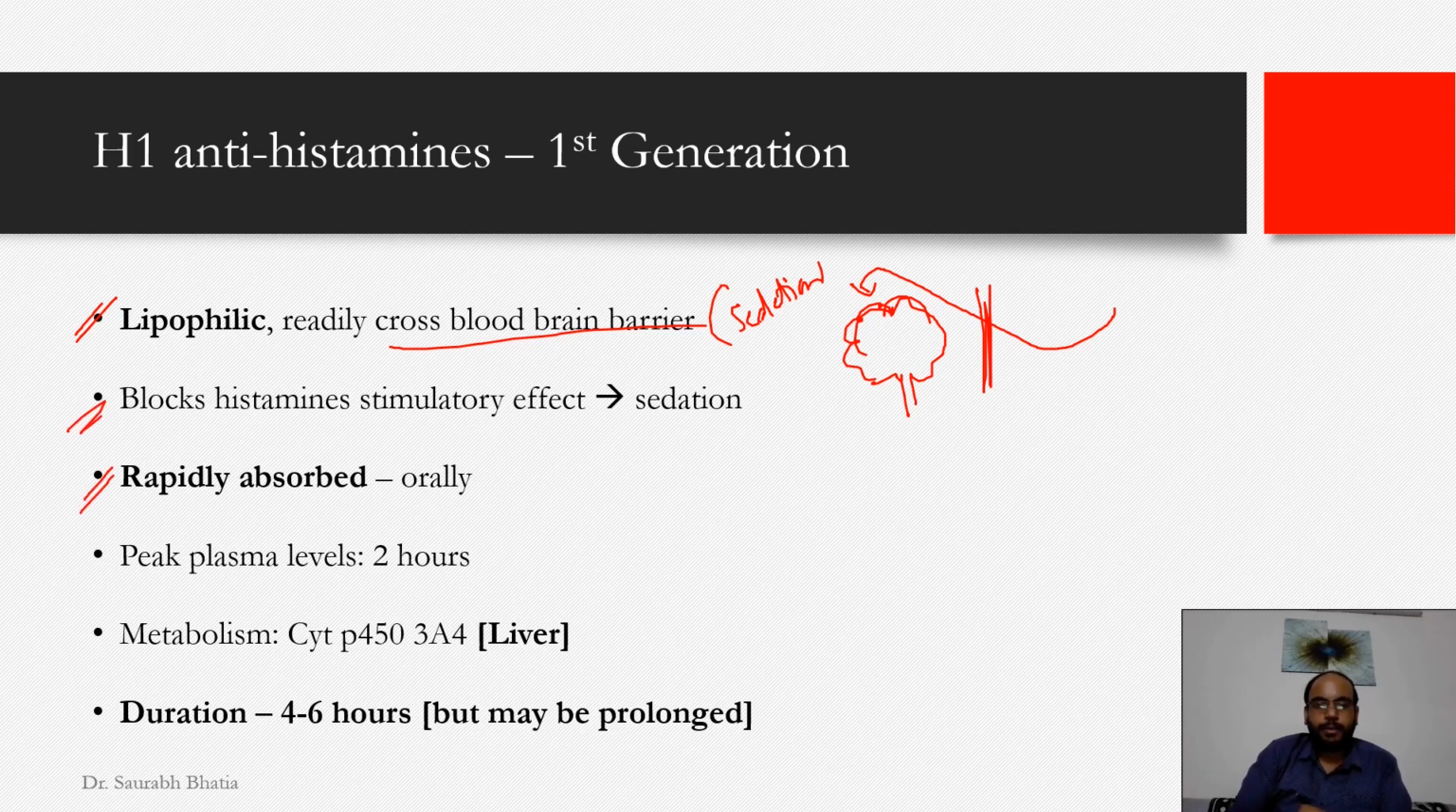These are rapidly absorbed orally. The peak plasma level occurs in 2 hours. Metabolism is through the liver by the cytochrome P450 enzyme. So remember, all the drugs which will increase the activity of cytochrome P450 will decrease the efficacy of H1 antihistamine, and all the drugs which will block cytochrome P450 will increase the efficacy of antihistamine. The duration is 4 to 6 hours, but it has been found that the effect of antihistamine lasts more than 6 hours, so it may be prolonged. That is why a lot of urticaria patients are managed with only a single daily dose or single alternate day dose.